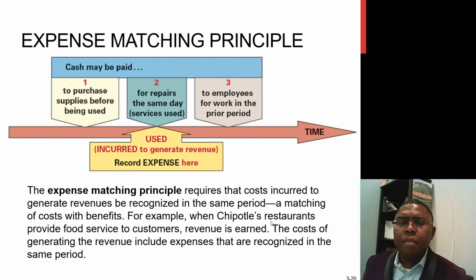Now we want to talk about expenses. And when we journalize expenses, it is based on the expense matching principle. The expense matching principle requires that costs incurred to generate revenue be recognized in the same period. So expenses are costs incurred. The matching principle simply states that in the same period in which we are recognizing revenue, the expense that is associated with that revenue needs to be recognized.